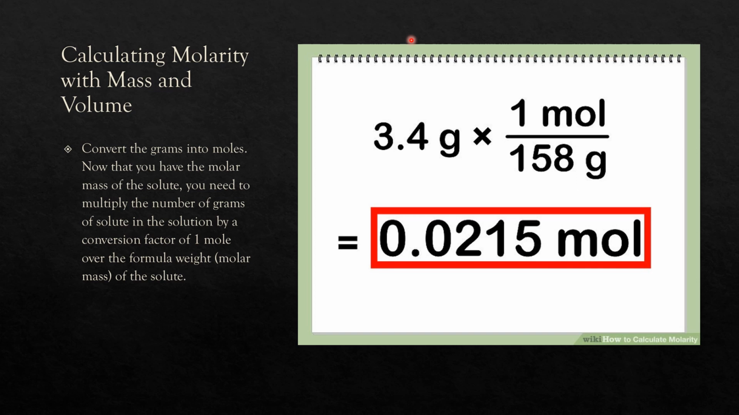So we just need to multiply this 3.4 grams times 1 mole, and divide that by 158. So the grams cancel out, so that our unit is in moles.